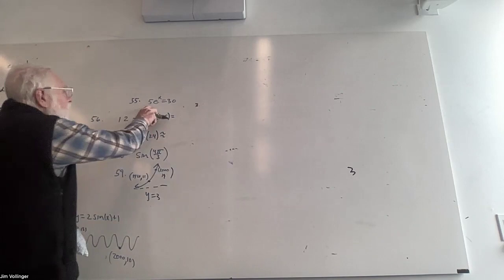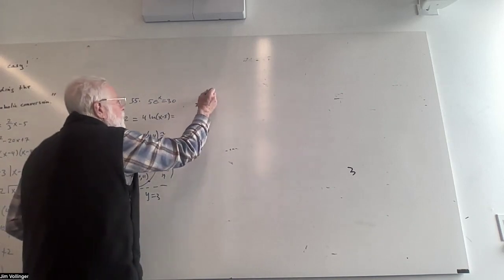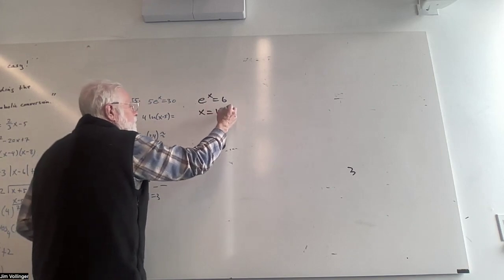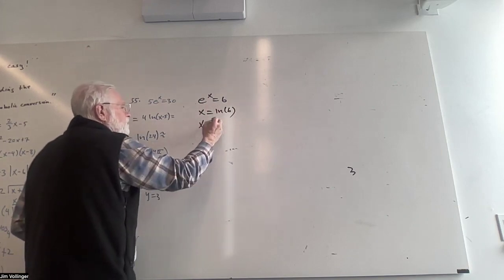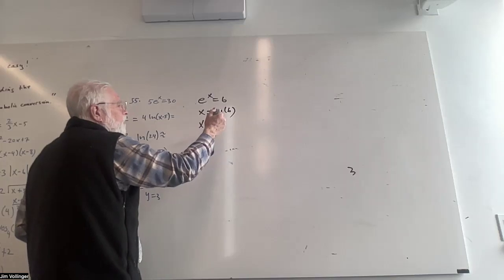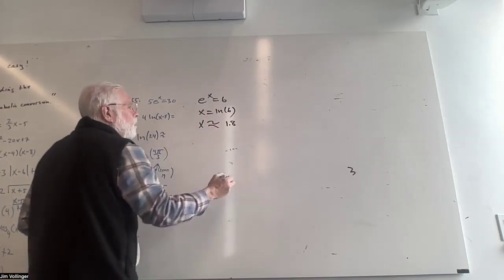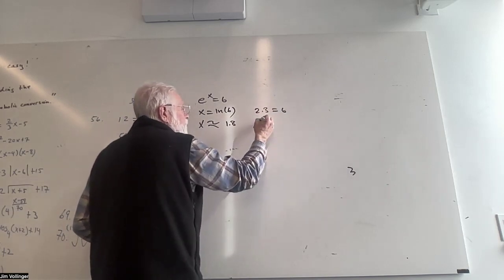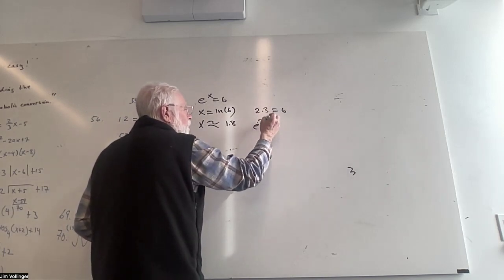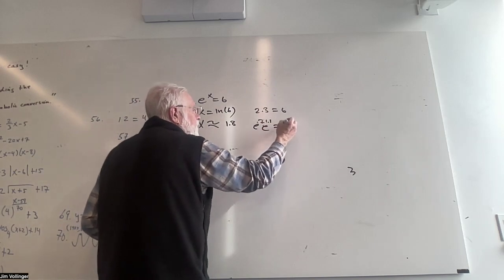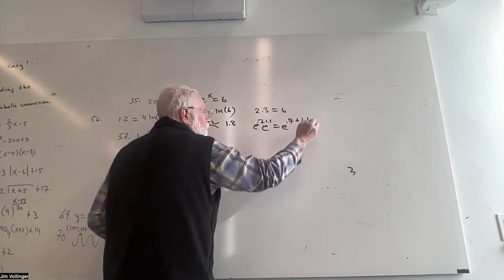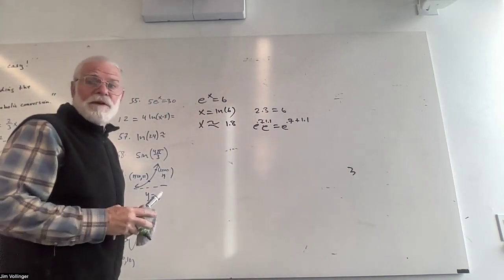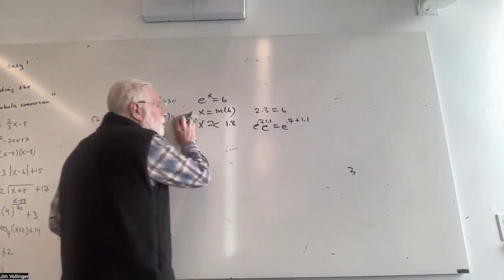5e to the x is 30, therefore e to the x is 6. Therefore, on a calculator, I push the button ln of 6, and it gives me approximately 1.8. Why? Because 2 times 3 is 6, and 2 is e to the 0.7 approximately, e to the 1.1 for 3, and that's e to the 0.7 plus 1.1, and we're headed towards the rules of logarithms, which are really about the rules of exponentiation.